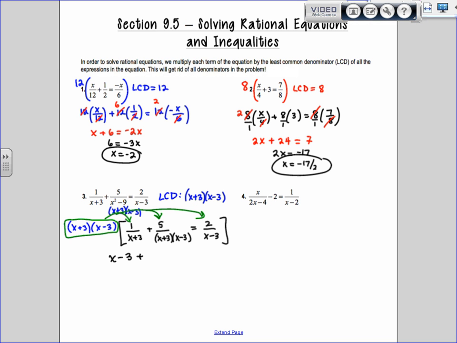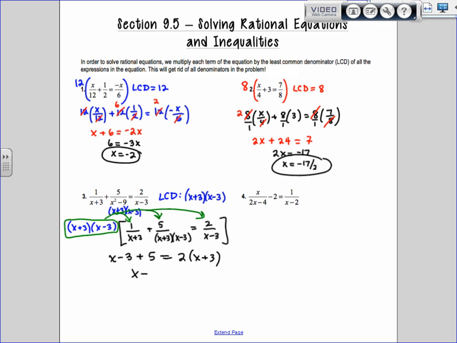So we're going to have an x minus 3. And then the next one, I'm taking my fingers and covering up the x plus 3, the x plus 3, the x minus 3, and the x minus 3. What am I left with? 5. All right, and then I'm covering up the x minus 3 and the x minus 3. So I'm left with 2 and the x plus 3. So I'm going to have equals 2 times x plus 3. Do you guys see how we got that?